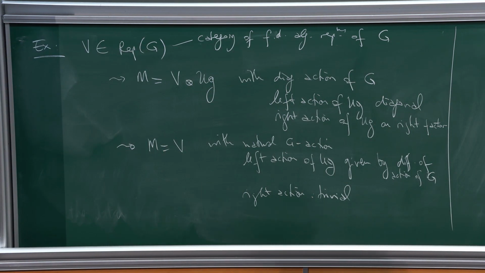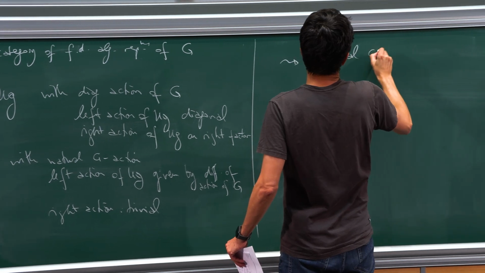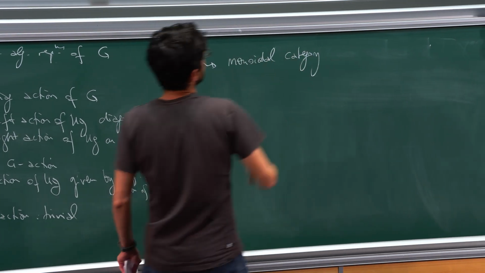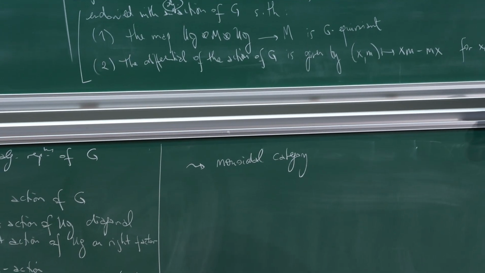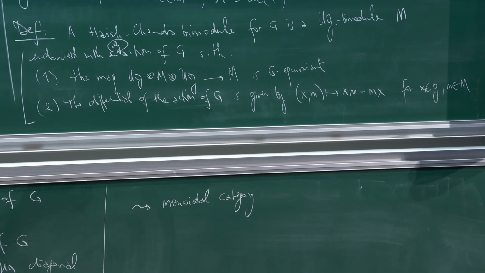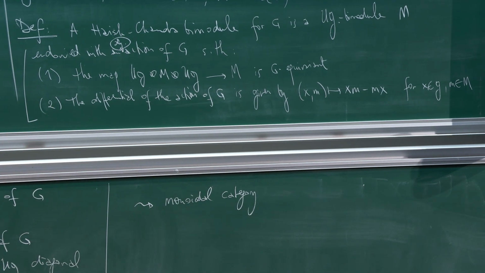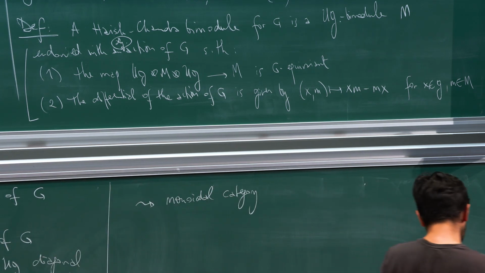And the reason why I want to consider these kind of things, the first reason is that they form a monoidal category. So the category of Harish-Chandra bimodules gives me a monoidal category. If I work at the abelian level, I consider just the tensor product of bimodules, and it will give me a monoidal abelian category. And if I want to work with the derived category, I take the derived tensor product of bimodules, and it will give me a monoidal triangulated category.